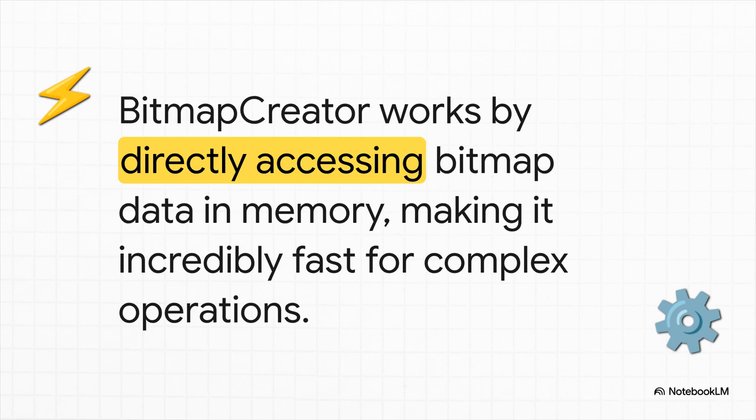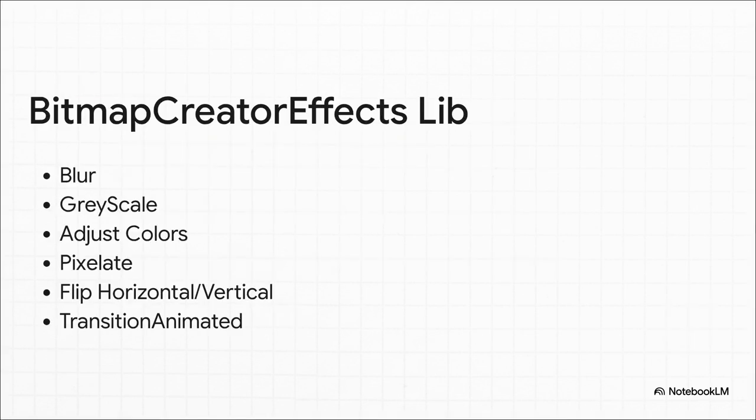Well, a normal canvas draws onto a view, but BitmapCreator is different. It loads the raw bitmap data directly into memory. And that low-level access is the key. It lets you do some seriously complex stuff at lightning speed. And once you've got that kind of power under the hood, you can start playing with the really fun toys in the BitmapCreatorEffects library. We're talking about blurring an image, making it grayscale, pixelating it for effect. You can even create these super smooth animated transitions between two different images.